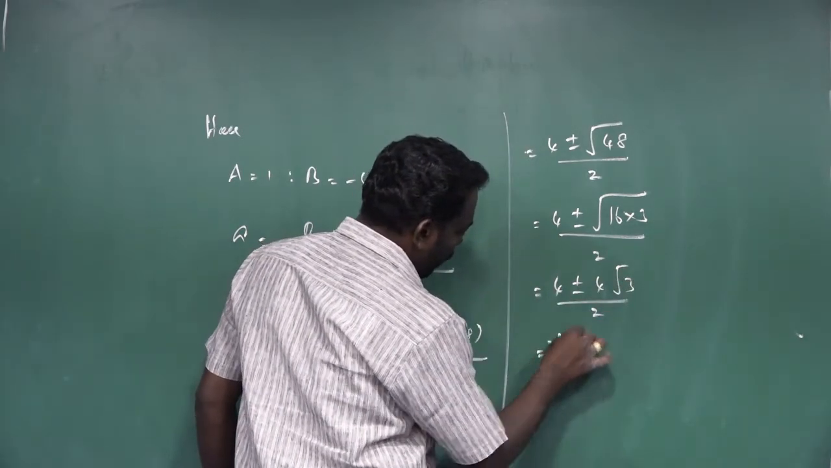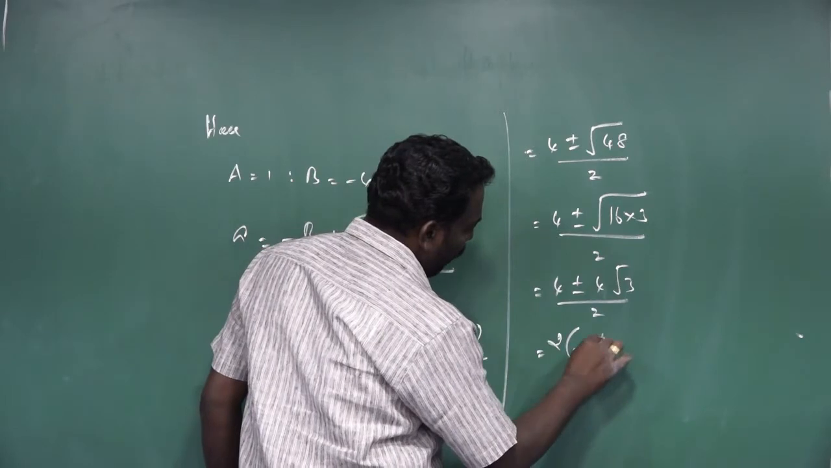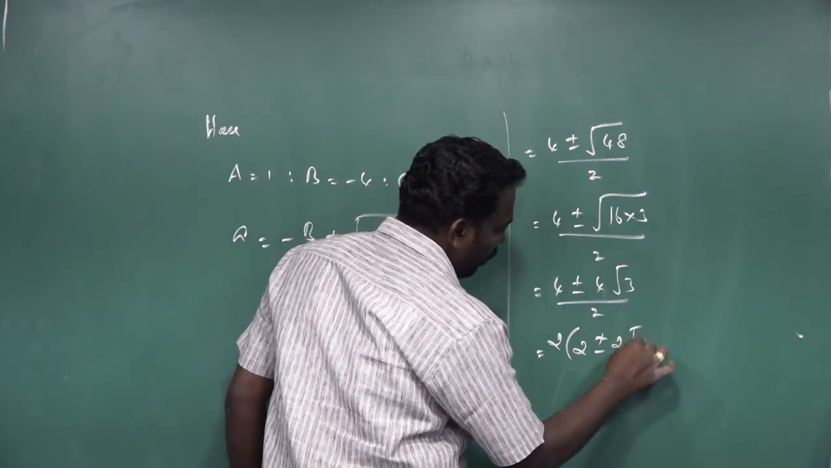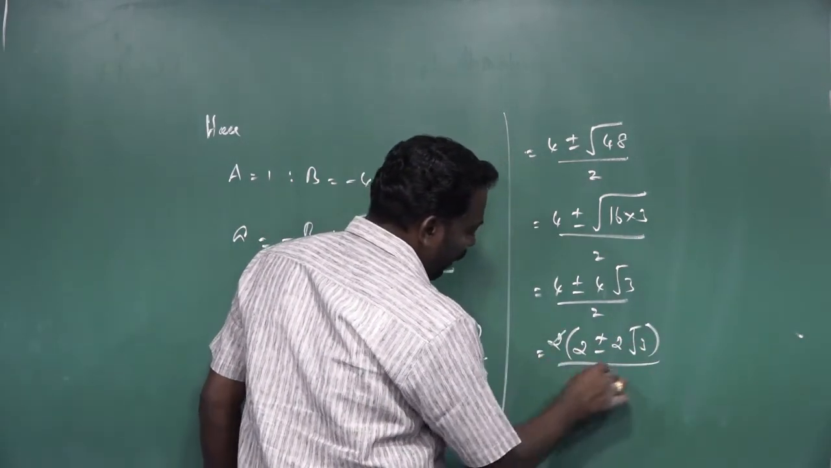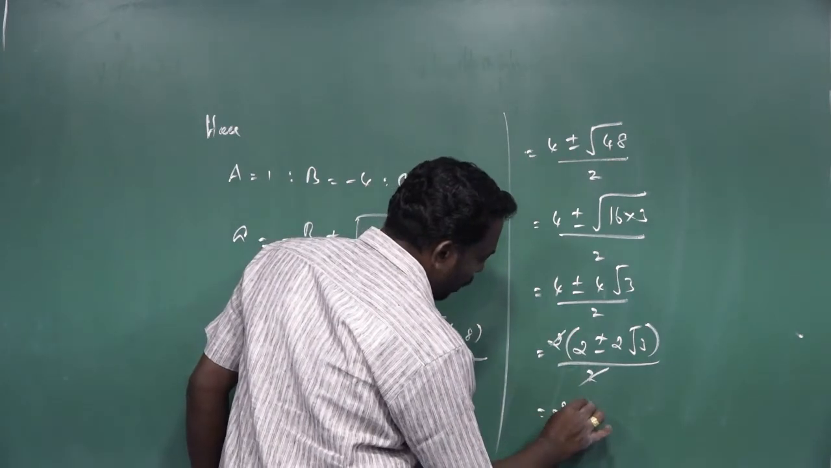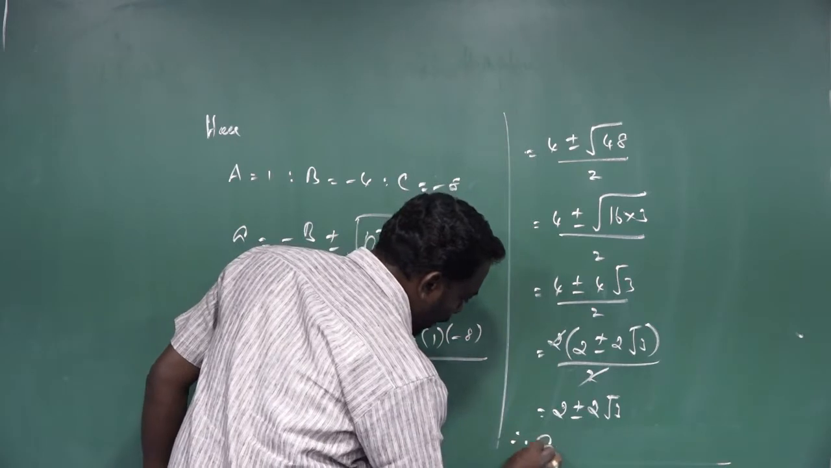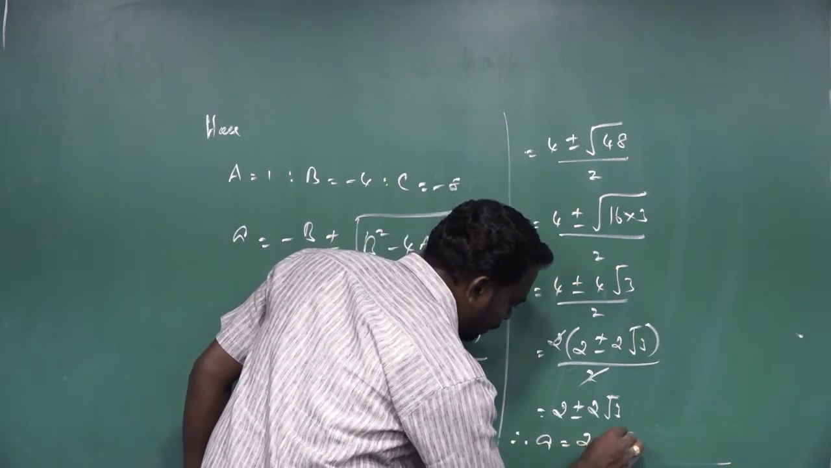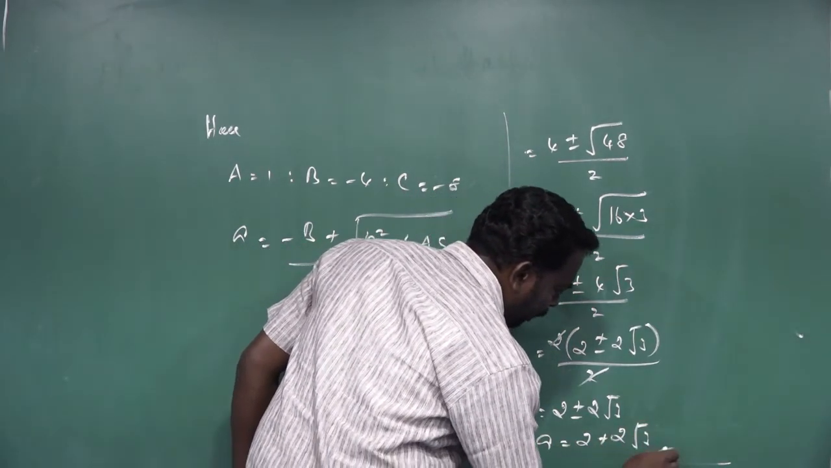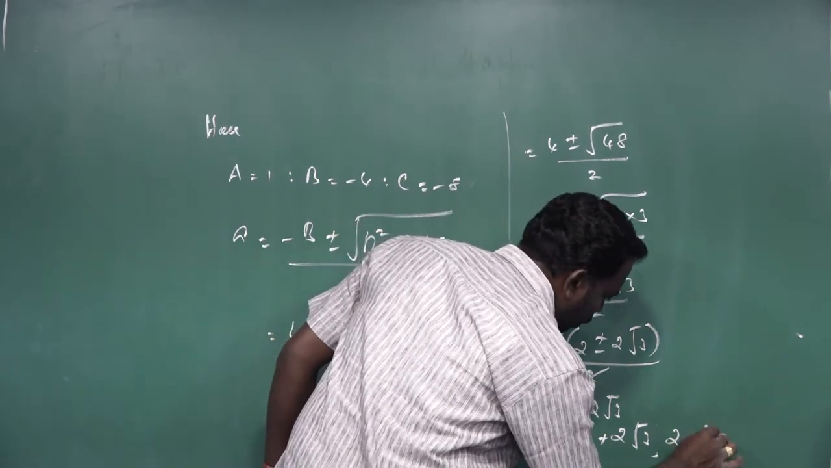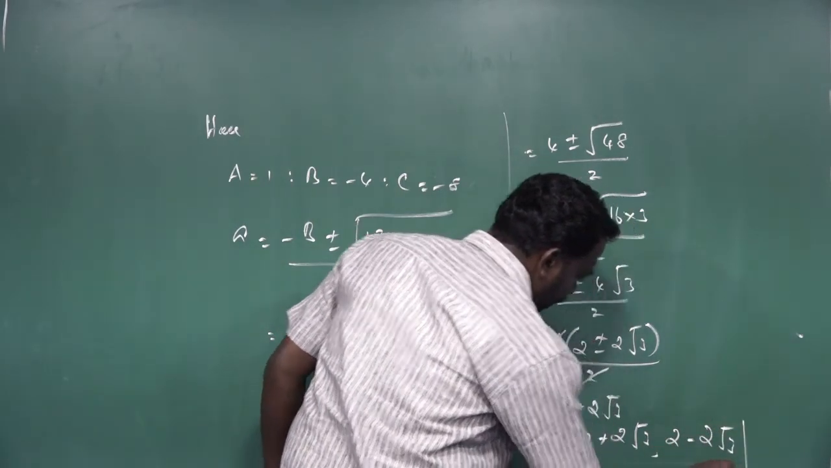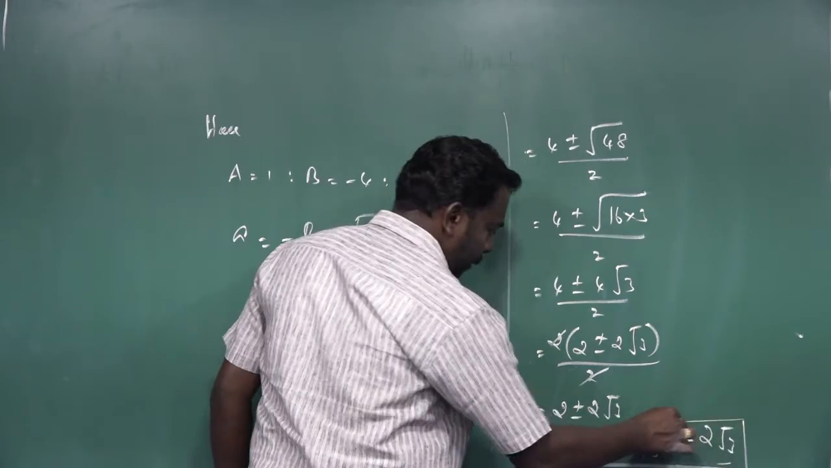We can take 2 common from these 2 terms: 2 plus or minus 2 into root 3 by 2. The 2s are cancelled. That is equal to 2 plus or minus 2 into root 3. Therefore, a is equal to 2 plus 2 into root 3 and 2 minus 2 into root 3, that is the value of a.